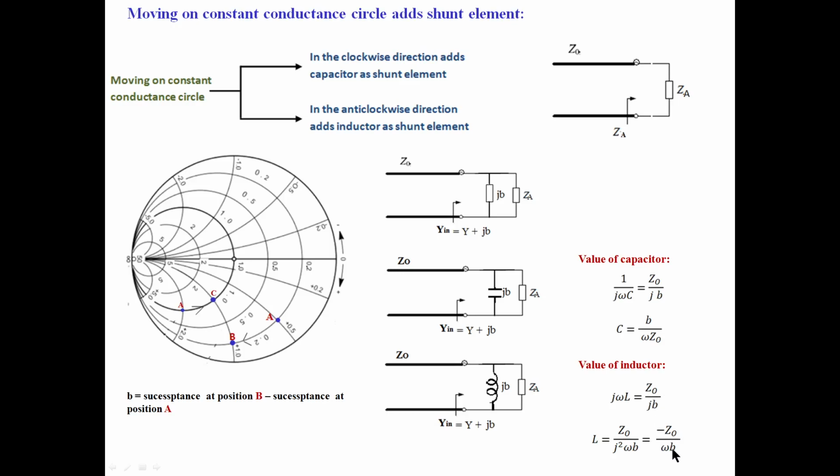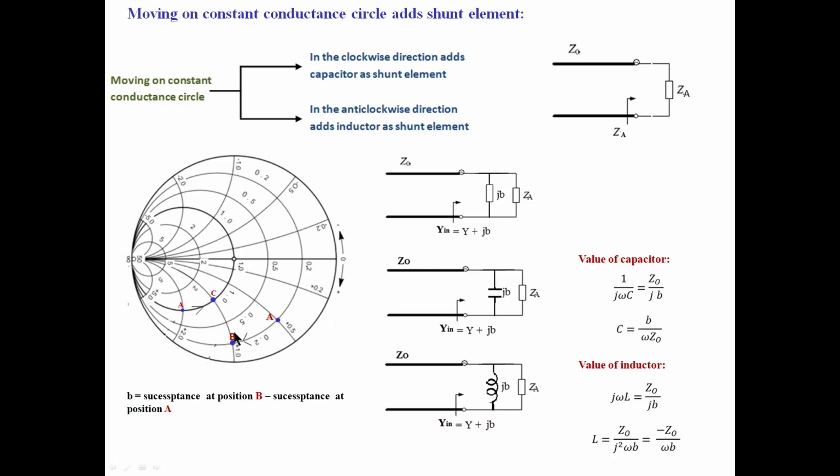For the inductor, we will be getting the value of the inductor. So like that you can. This is the final position, the final position value you put, and this is the initial position value. Anyway, we will be getting the value of the inductor, this value. So like this we can get the value of this component.